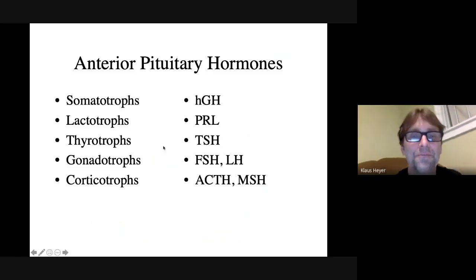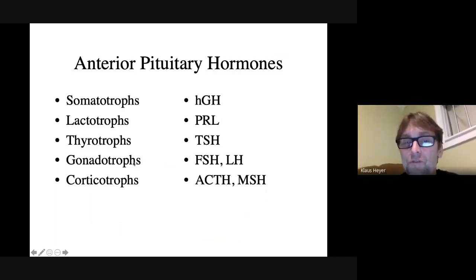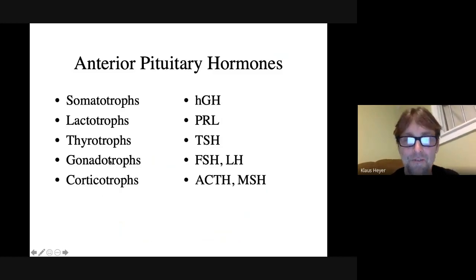Yeah, I always confuse myself. It is confusing, and the way I listed it doesn't help. Gonadotroph is a type of cell. These are all types of cells. So gonadotrophs make this. They make both of these hormones.